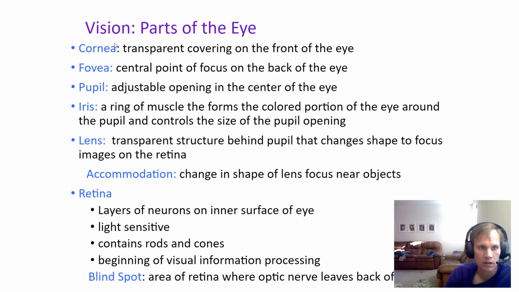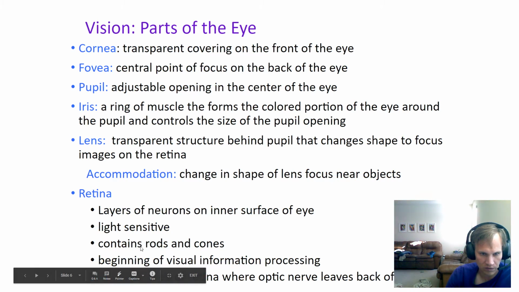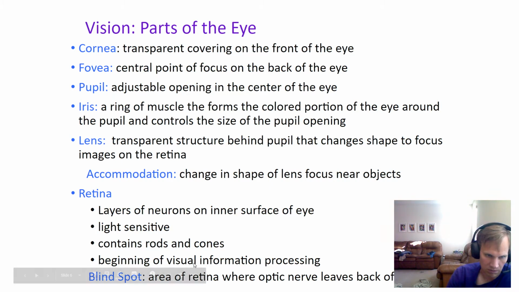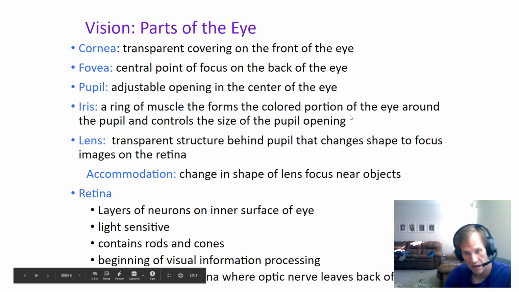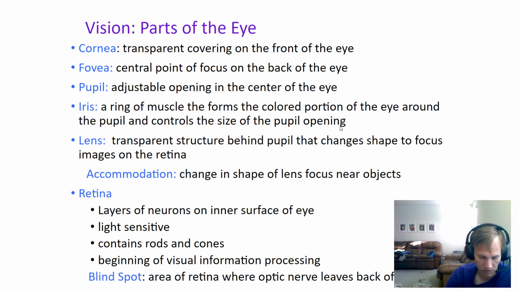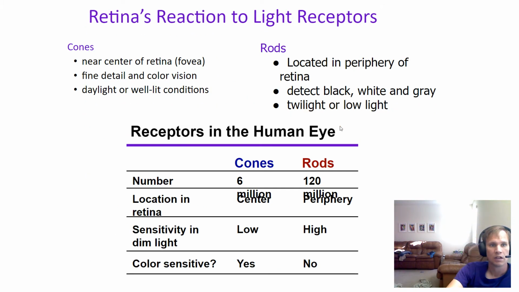Light goes through the outside covering, through your pupil right here, and through the lens to focus the images on the retina. Your iris controls how much light is getting through. It goes to the retina, which has the different receptors on there. The fovea is the central point of focus. But the optic nerve is a blind spot, where the optic nerve takes the information back to your brain for perception.